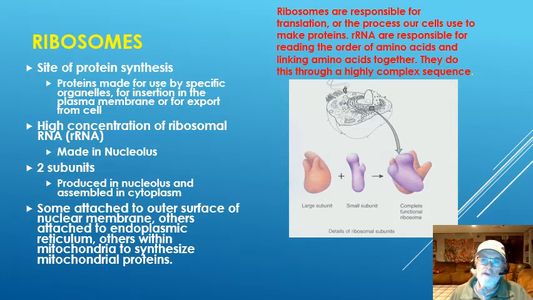Okay, we find that these ribosomes are basically two subunits that are made inside the nucleolus. Okay, and what they have is a high concentration of what we call ribosomal RNA. Ribosomal RNA, okay? And what this ribosomal RNA is all about, and we'll talk a lot more about it when we talk about DNA replication and the function of DNA, is that they're responsible for reading the order of amino acids.